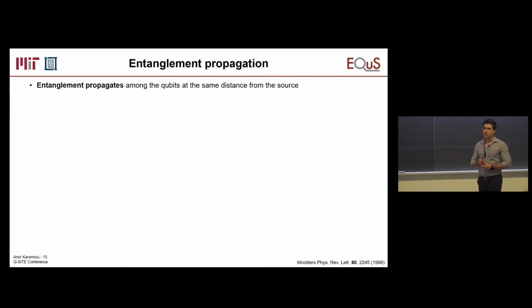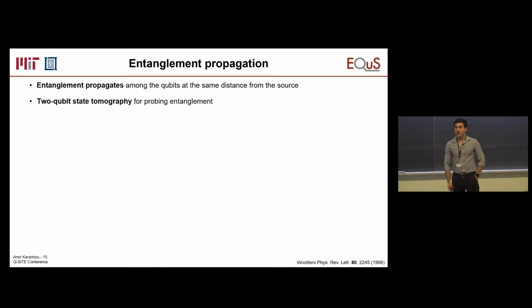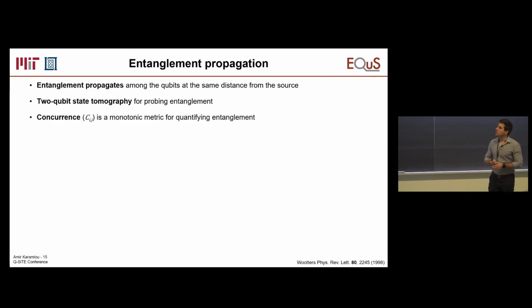Okay, so I just told you guys that my particle will occupy the qubits that are the same distance from the initialization site at the same time. So I expect the entanglement in my system to propagate the same way. I expect entanglement to be created and to move across my system as my particle propagates. Now, I can probe this entanglement by performing 2-qubit state tomography and extracting the density matrix for different pairs of qubits. And I can use concurrence as a metric to quantify entanglement.